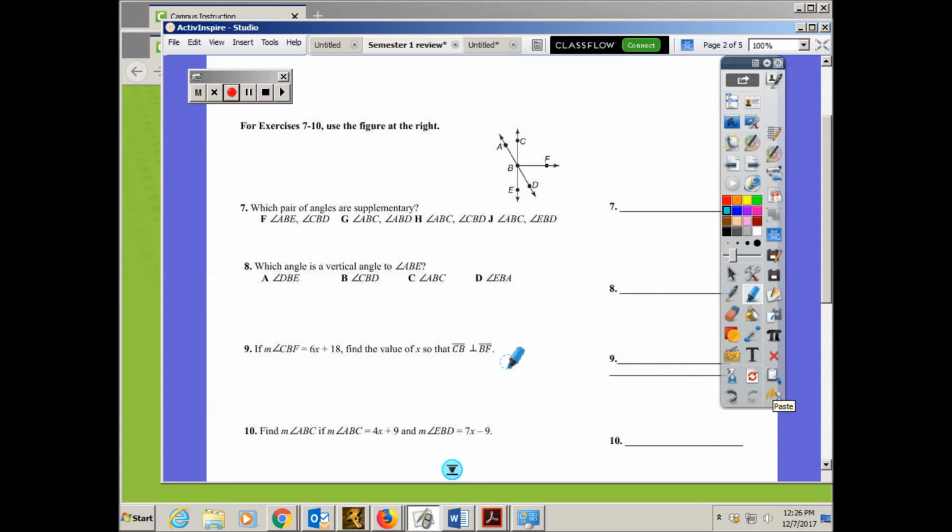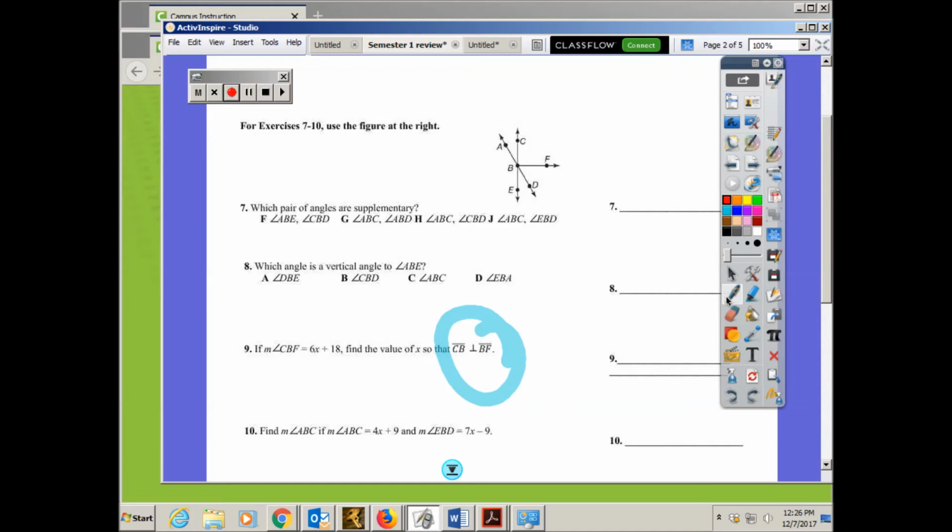Problem number 9. A lot of students are still struggling. What is this symbol in number 9? Perpendicular. Okay? I specifically pulled this question when I made the review and the final because I want to make sure we know this symbol. Perpendicular means the lines are going to intersect and form 90-degree angles, correct?